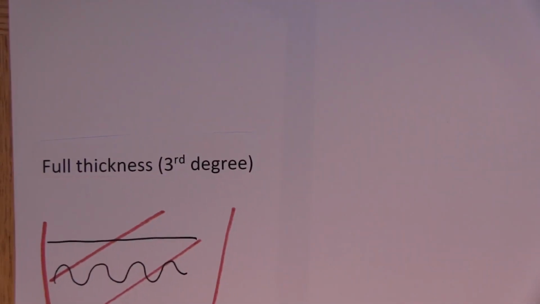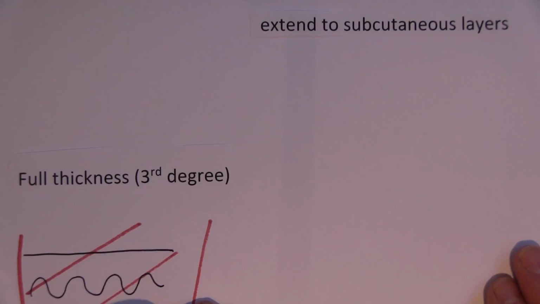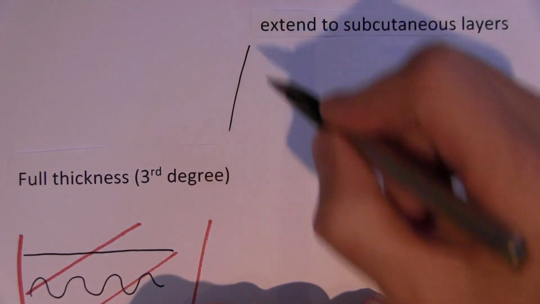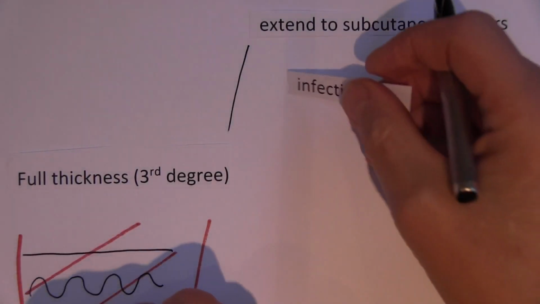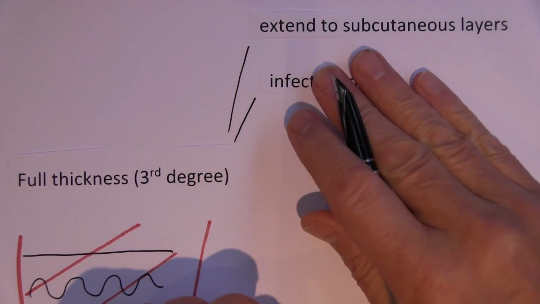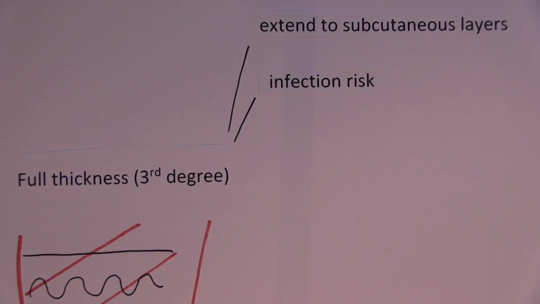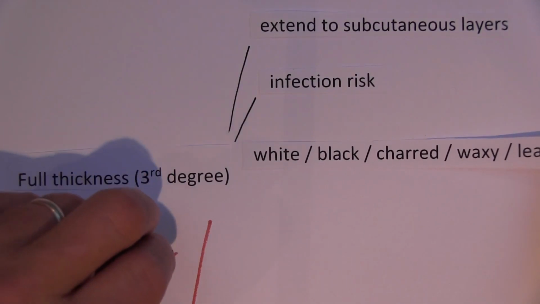So clearly the most serious sort we've looked at so far, because more tissue is lost. So these are burns which extend to the subcutaneous layer, all the way down to the subcutaneous layer. And they have a significant infection risk. As we've discussed with the partial thickness injuries, infection is a big risk with burns. And the appearance of these can be variable.